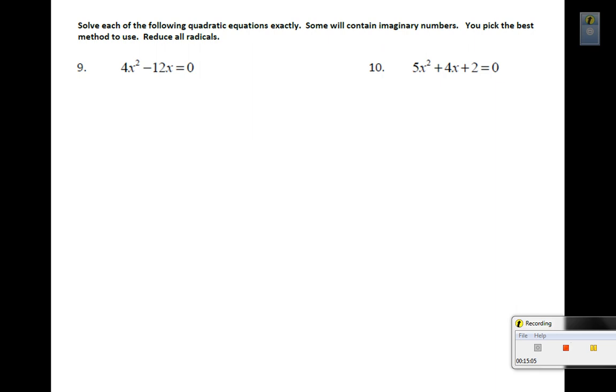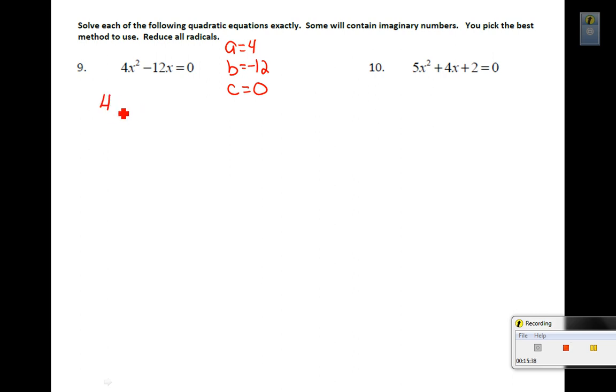Here's number 9 and 10. I got 4x squared minus 12x. I could use the quadratic formula. If I do, a is 4, b is negative 12, c is 0. But that's not the best way. If you look on your factoring flowchart to the far left, this is one of those where they have something in common. If you recognize it, watch how easy this is.